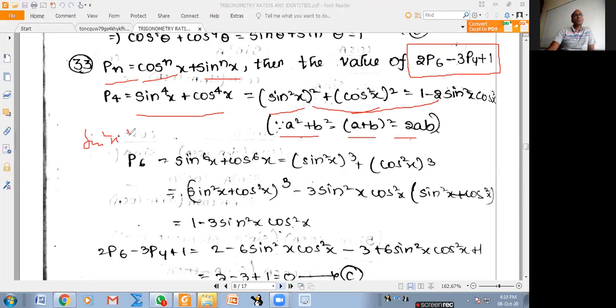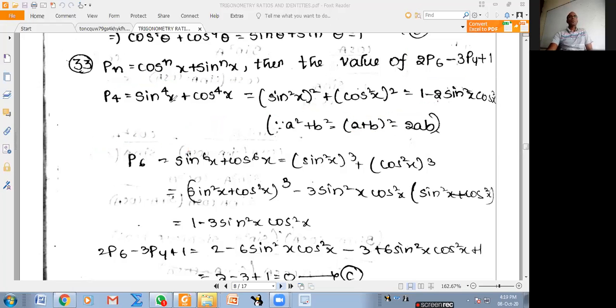Based on that, from here to here I wrote directly, but it should be sin square x plus cos square x whole square minus 2 sin square x cos square x, that is 2ab. But that sin square x plus cos square x will be 1. That's why I got 1 minus 2 sin square x cos square x. Okay, so sin power 4 plus cos power 4 is 1 minus 2 sin square x cos square x. This part, sin power 4 plus cos power 4 as 1 minus 2 sin square cos square, we are going to use in many questions later on. So you have to be a little thorough with this.